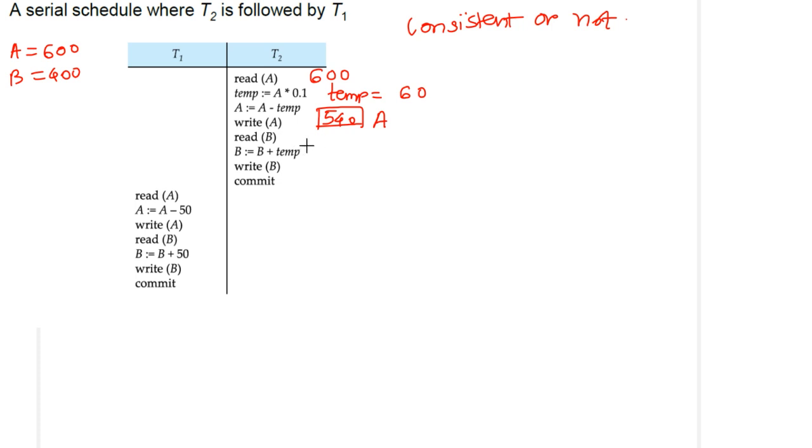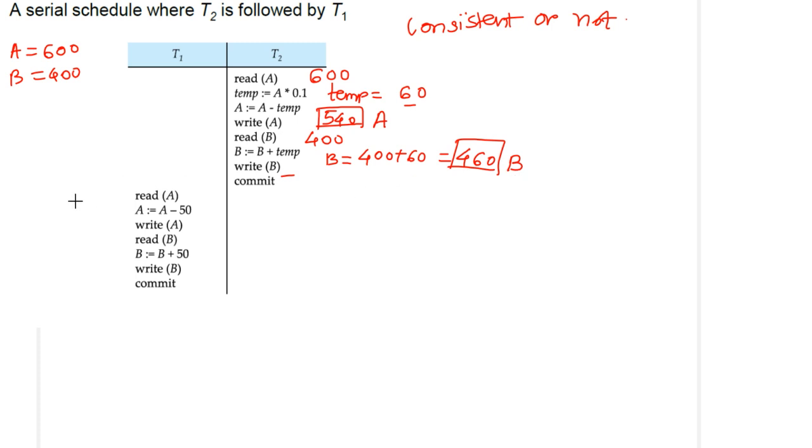Now read B. B is 400. B is equal to B plus temp. So B is equal to B plus temp, where the temp value is 60. So 400 plus 60 is equal to 460. So that is the value of B, because the write operation is occurring. So the updated value of A is 540, and the updated value of B is 460.